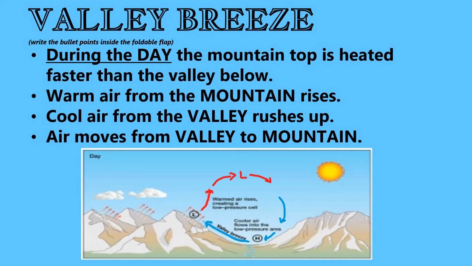So during the day, the mountain top gets heated faster than the valley. Think about it. The mountaintop's closer to the sun. So it kind of makes sense that it may get a little more heat. So during the day, that mountaintop gets kind of warm. It warms the air. So that air starts rising. It moves across to where it's over the valley, and the valley's cooler. So the cool air starts to fall as it gets more dense.